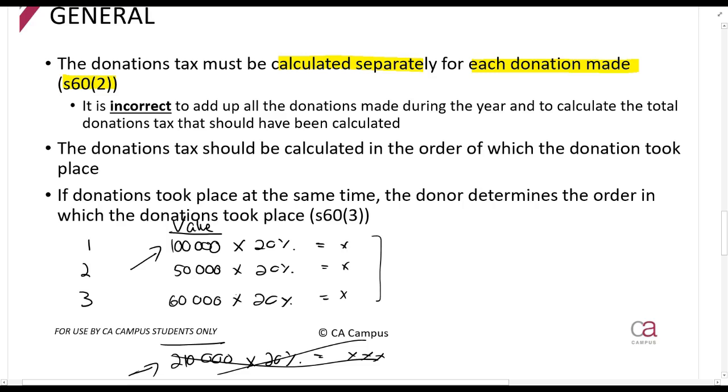The second thing is, if these things happen on different dates, then the date on which the donations tax must be paid is also different. So that is basically the practical reason why it happens. But please understand, the Act also requires us to do this. They tell you that if the donations took place at the same time, then the donor must determine the order in which they take place. Per section 63.